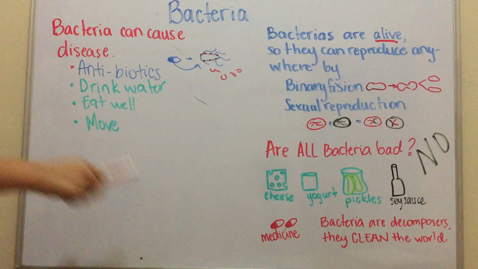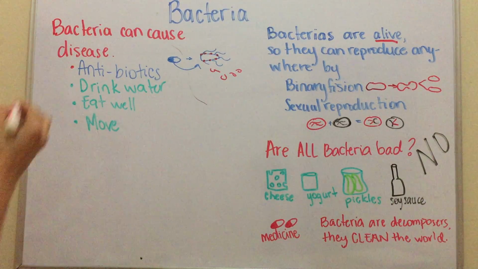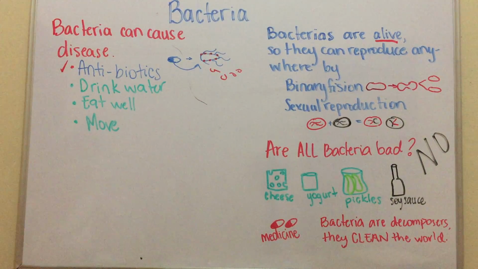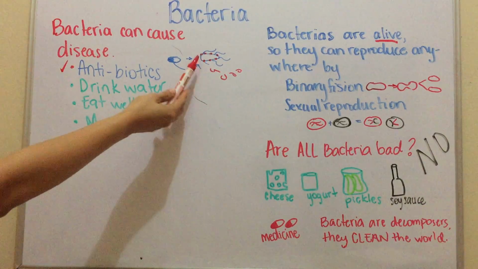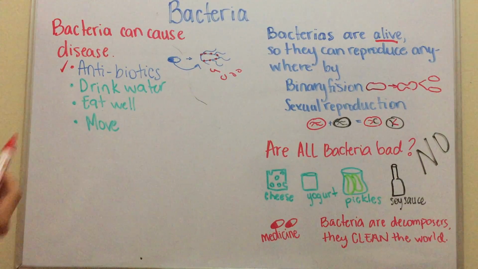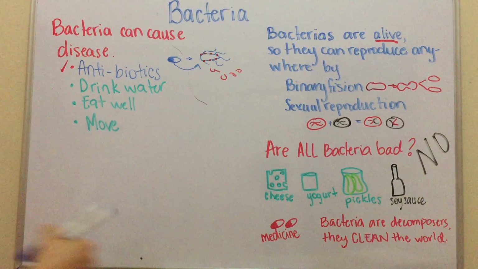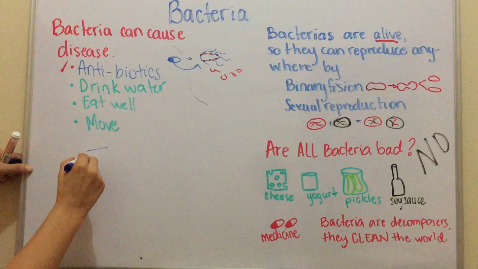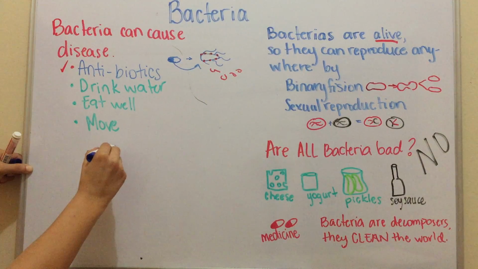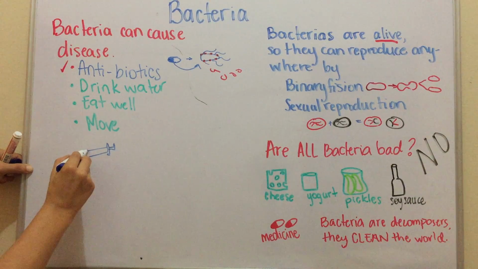All right, so this is how we treat bacteria. We have the antibiotics, which is the most important one because it kills the surface of bacteria and it breaks it to pieces. Drink water, eat well, and move. And we also, on bacteria, we also have something, again, called vaccines.